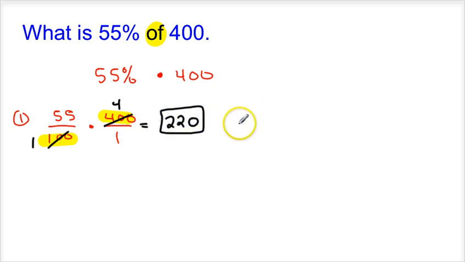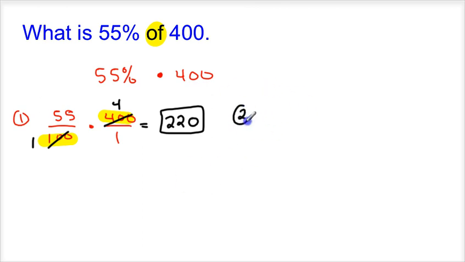And if you think for a second logically, what is 50% of 400? 50% of 400 will just be half of 400. Half of 400 is 200. So does it make sense that 55% of 400 is 220? The answer should be yes.